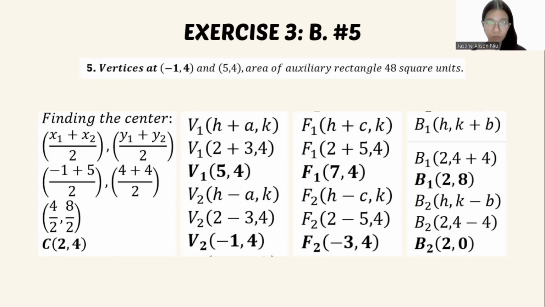Then the next one, the foci. The first focus is h plus c and k, and the substitution will be 2 plus 5 and 4, and the answer will be 7 and 4. Then the next one, h minus c and k, so it will be 2 minus 5 and 4. The answer will be negative 3 and 4. Then for the letter B, the first one is h and k plus b, so it will be 2 and 4 plus 4, which is 2 and 8. Then the next is h and k minus b, so it will be 2 and 4 minus 4. The answer will be 2 and 0.